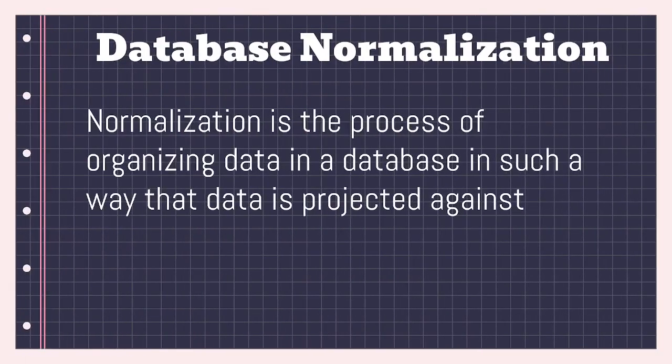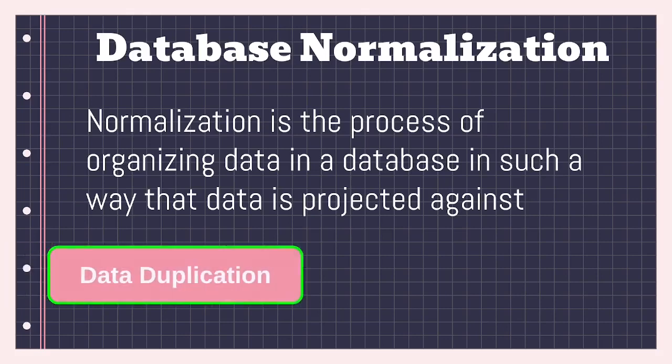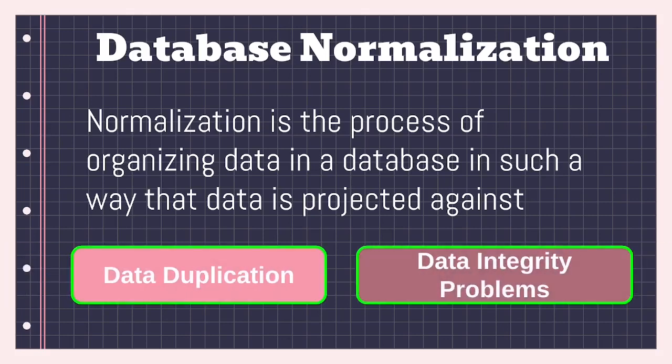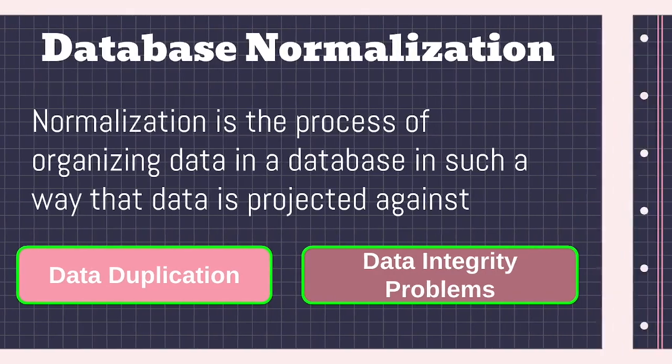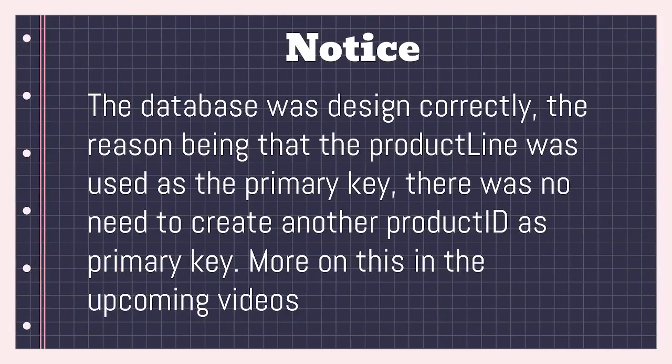So that's basically it. Data normalization is a process of organizing data in a database in such a way that data is protected against things like data duplication and integrity problems. So that's basically what data normalization is. It's just a process of organizing your data in a database in such a way that it's protected against data duplication problems and data integrity problems. Okay, so that's basically it for this video.